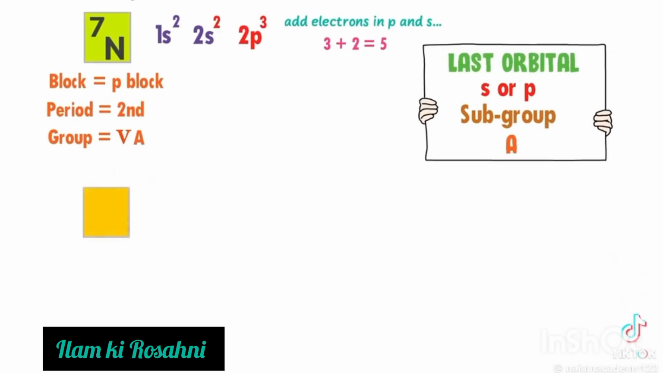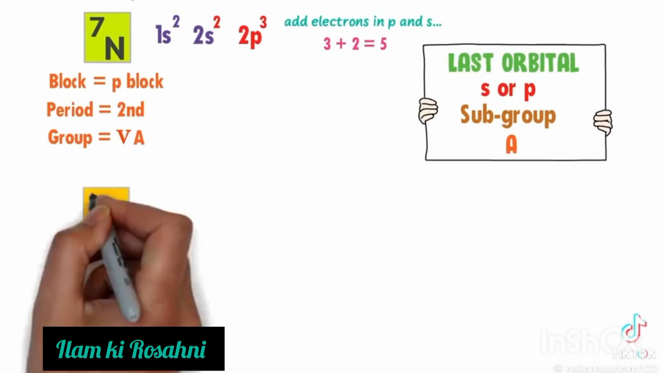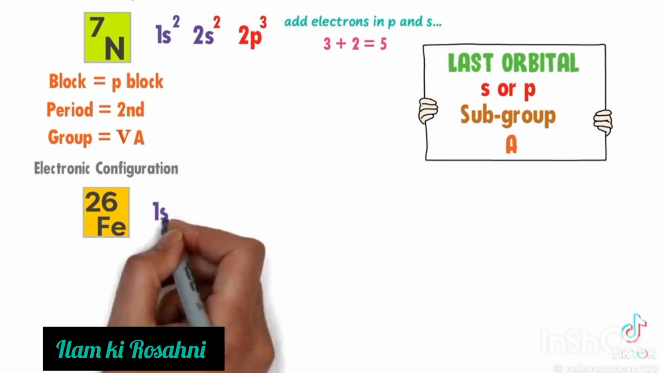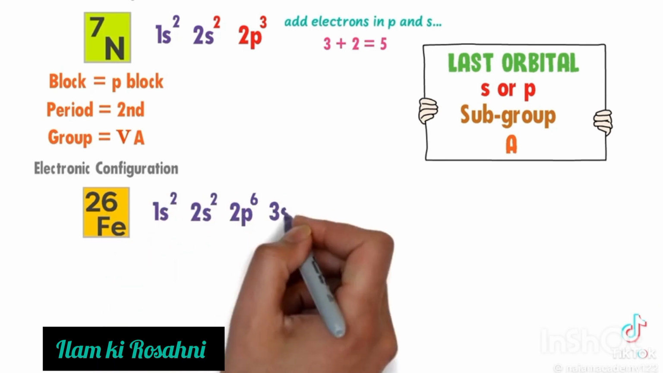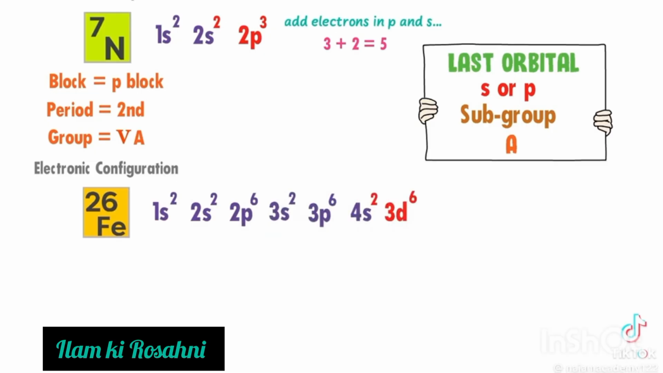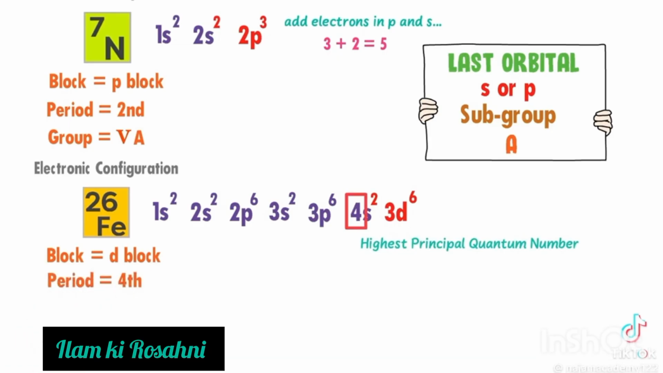Secondly, consider iron, whose atomic number is 26. The electronic configuration of iron is 1s2, 2s2, 2p6, 3s2, 3p6, 4s2 and 3d6. The last electron of iron is in the d orbital, so iron is a d block element. The highest principal quantum number of iron is 4, not 3, so iron is present in the 4th period.